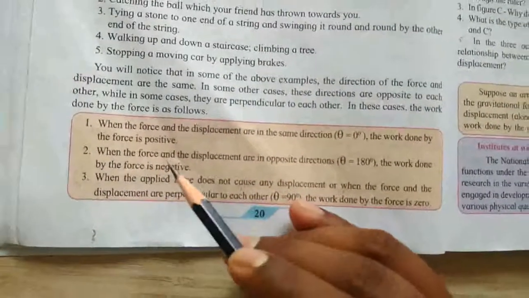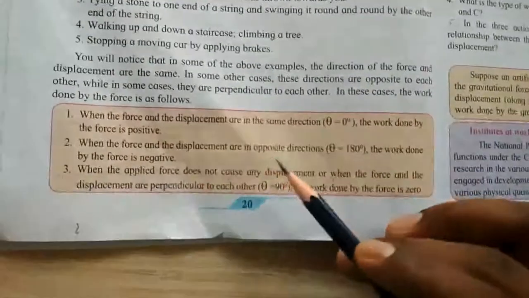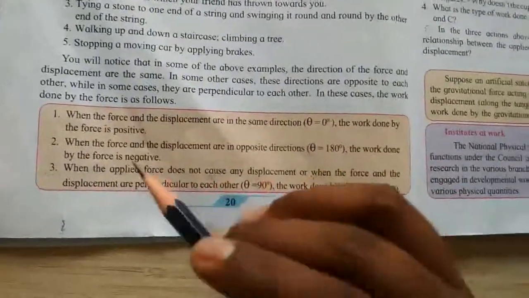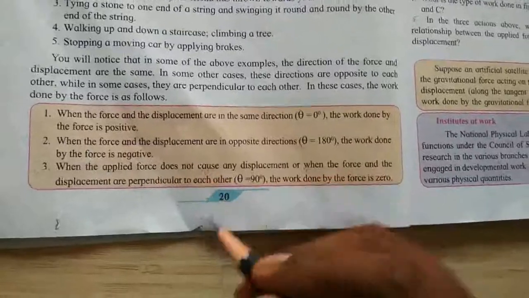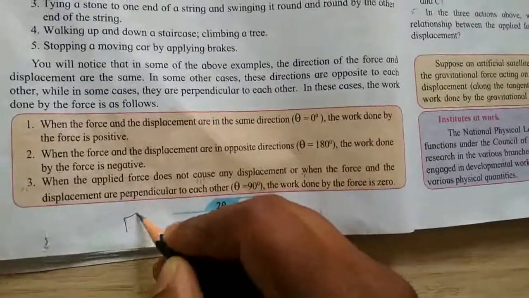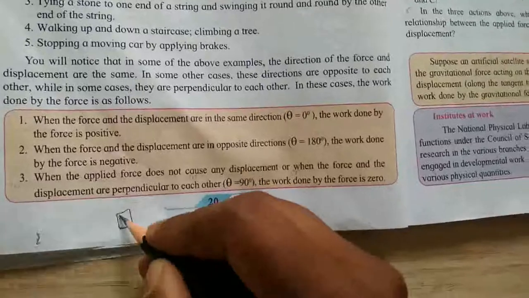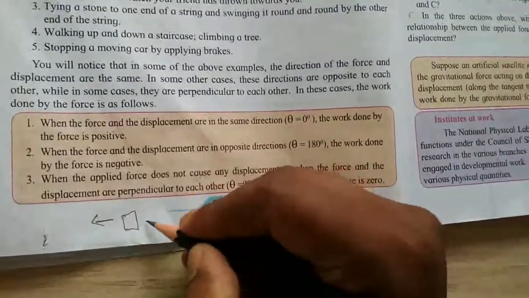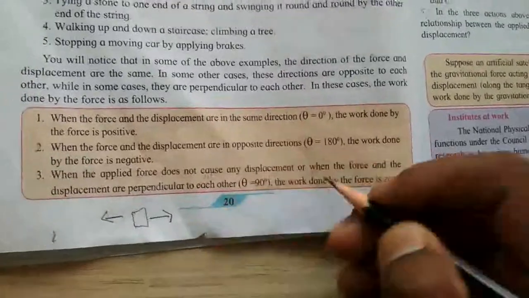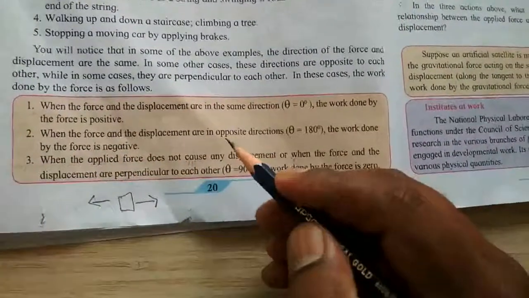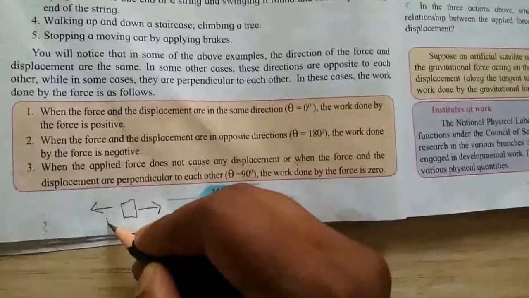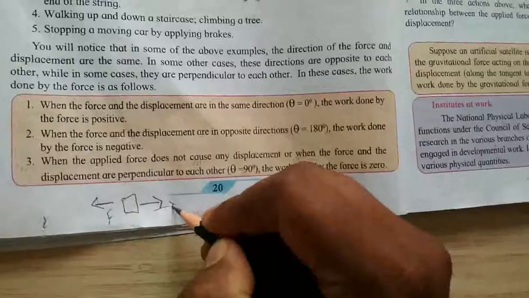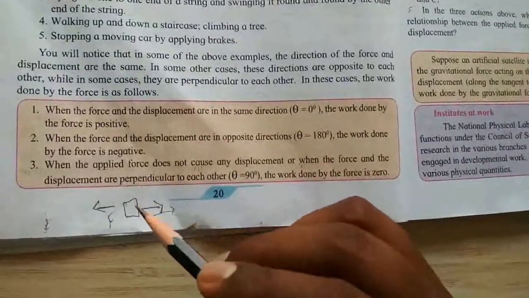Second one, when the force and the displacement are in opposite directions, that is theta is equal to 180 degree, the work done by the force is negative. Suppose this is a vehicle, and we apply the force like this, and the vehicle goes on the opposite side. When the force and displacement are in opposite directions, it is a negative work done.